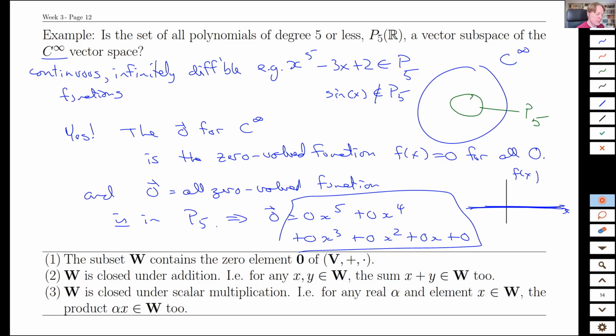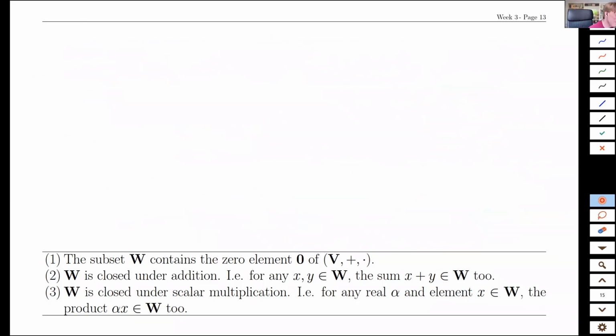So yeah, we've got the first condition met. Check. Oh, crap. All right, I'm going to quickly rush through arguments 2 and 3, and then it'll be optional for people who have time and can stick around if they have questions. So I'll catch up on the chat too. Is it closed under addition? P5 is closed under addition.